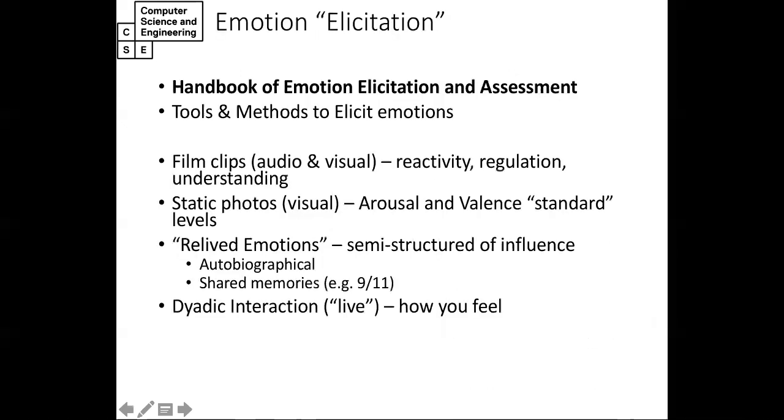Okay, so we're going to go through an example here. There's a book called The Handbook of Emotion Elicitation and Assessment: Tools and Methods to Elicit Emotions. And in my opinion, it's one of the most dangerous books ever written, because if you're doing research and you're new to the area, a lot of research studies use this book. So you may be tempted to just do what they did without really thinking about whether or not it makes sense for whatever it is you're trying to accomplish.